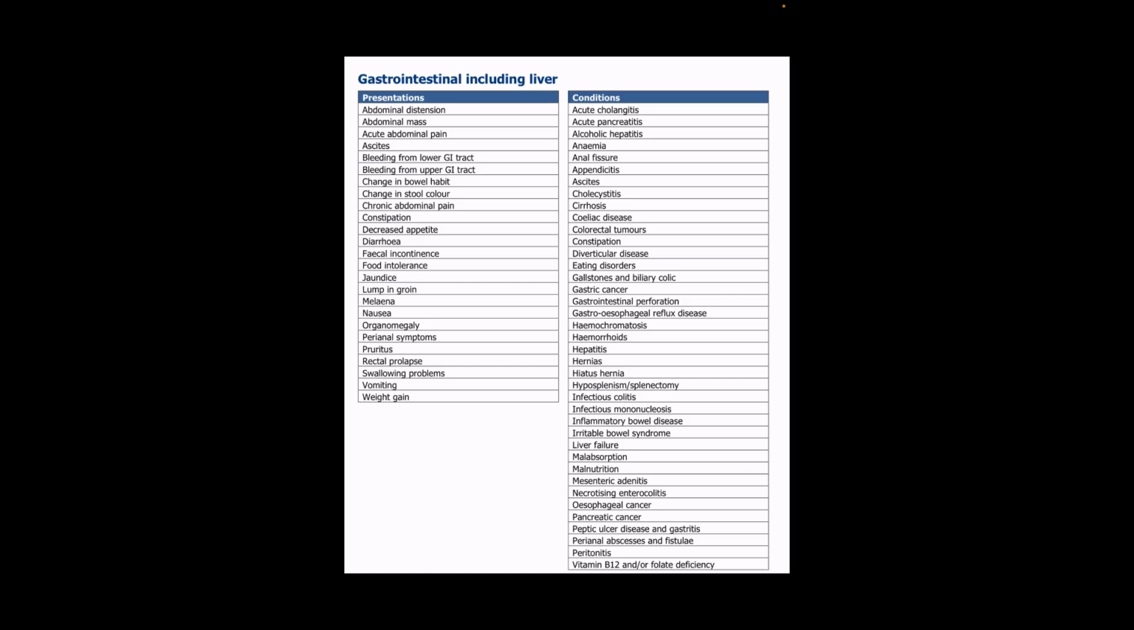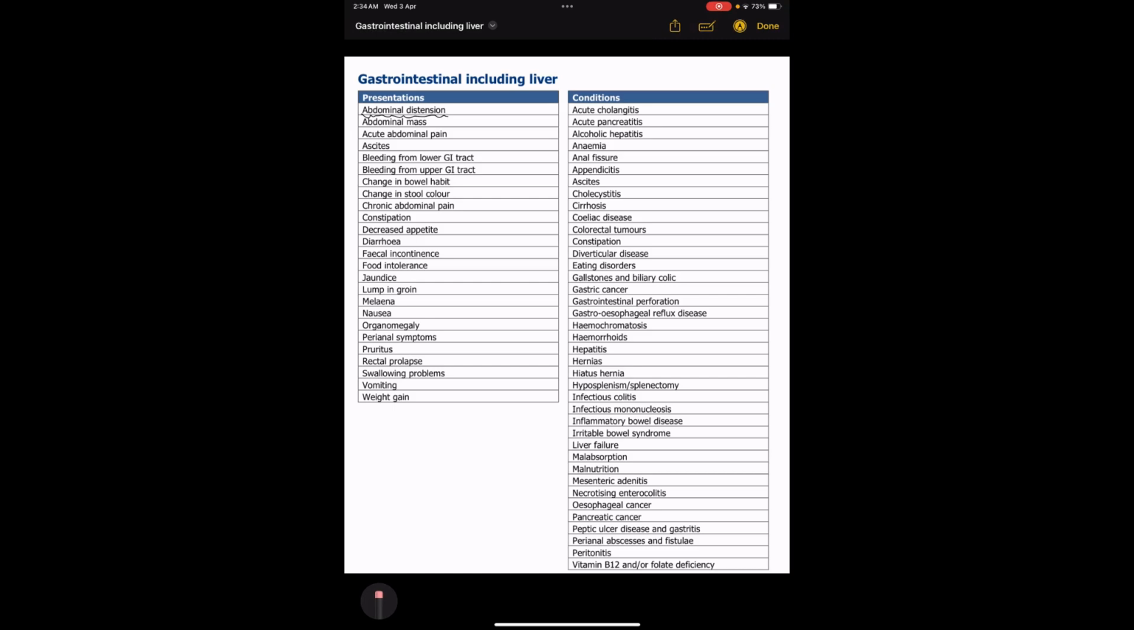Like abdominal distension. Now, abdominal distension can be due to ascites, it can be due to some intestinal obstruction, or it can be due to some constipation. So, abdominal mass. Now, the mass can be due to some cancers, liver cancer, abdominal aortic aneurysm, or splenomegaly.